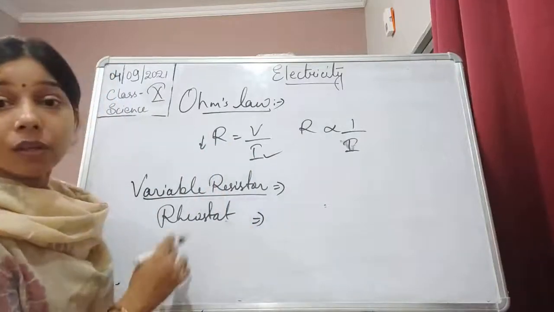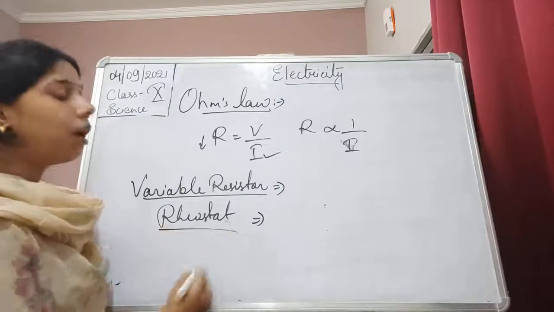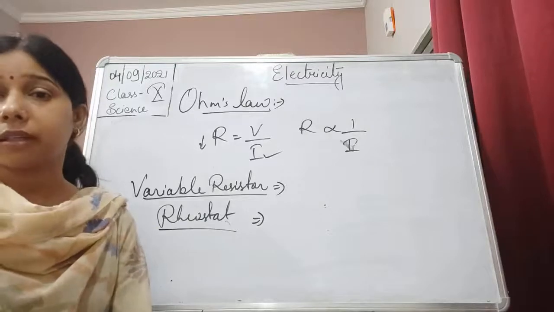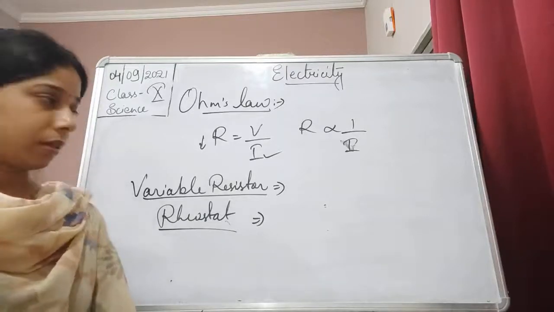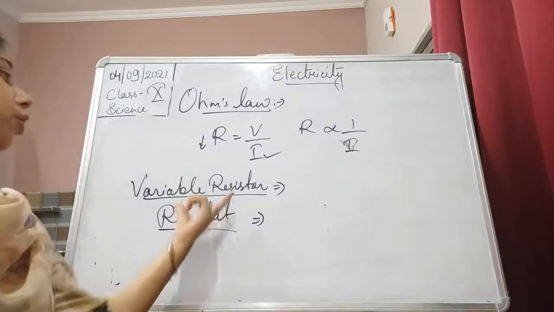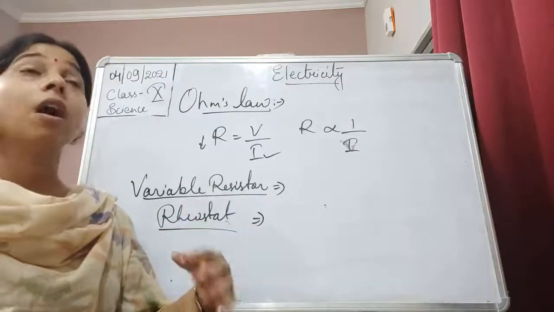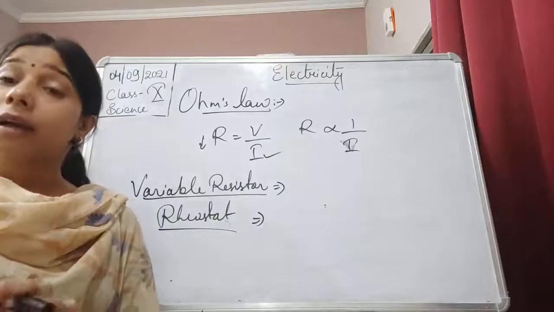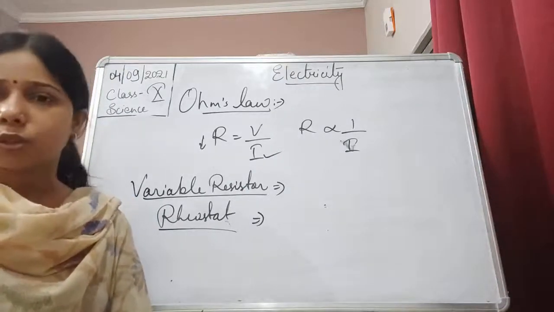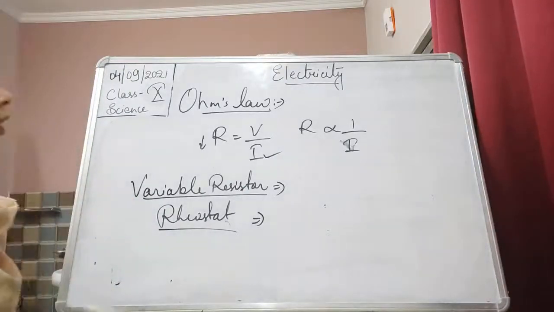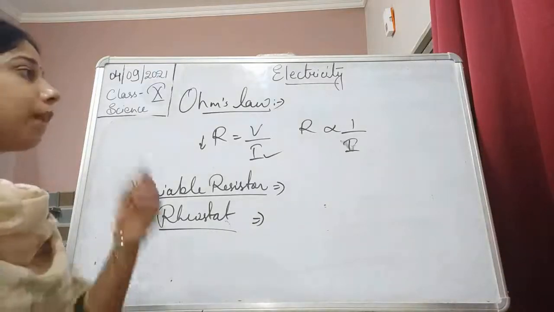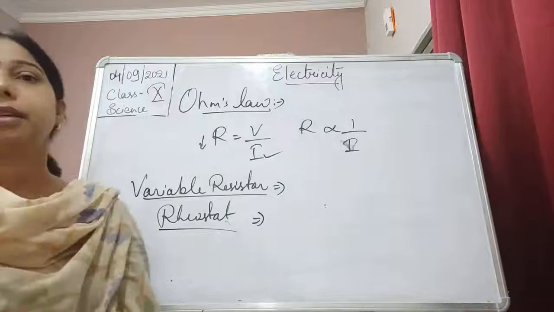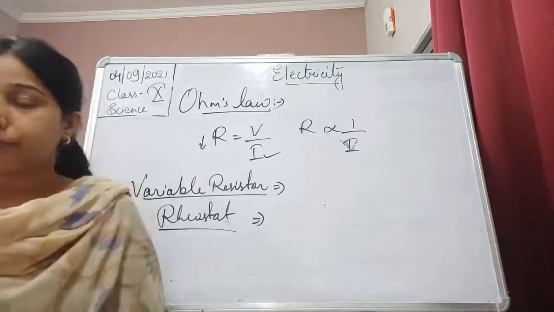While in the case of a rheostat, the resistance can be increased or decreased. Here the resistance can be changed in a different manner, in which there is no change in the voltage, but the current can be changed, due to which the resistance obviously changes. So these are the two components that we will use in the device in order to increase or decrease the resistance or current.